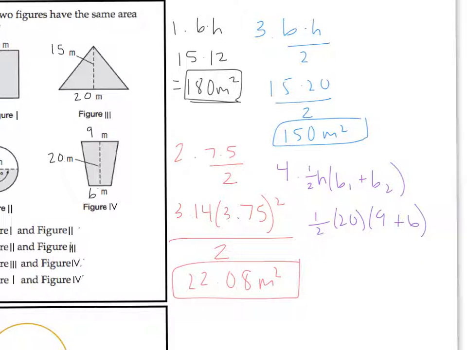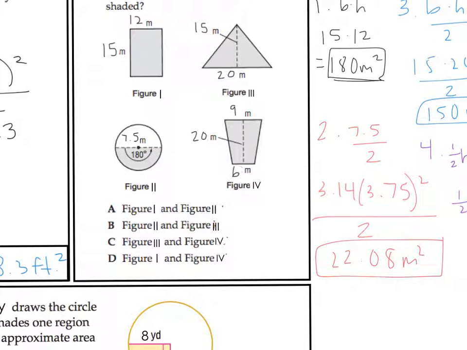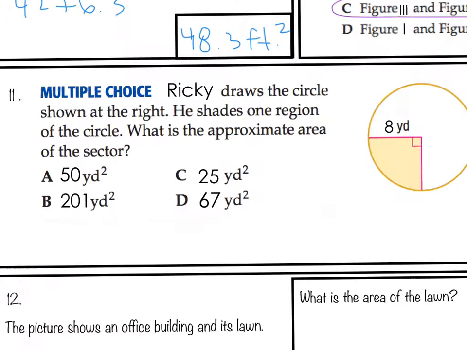And when I take 1/2 times 20 times the quantity 9 plus 6, I get 150 meters squared, which is the same as figure 3. So if I look over to my answer, I see figure 3 and figure 4 is C, and my answer there is C. All right, question 11 says, Ricky draws the circle shown at the right.